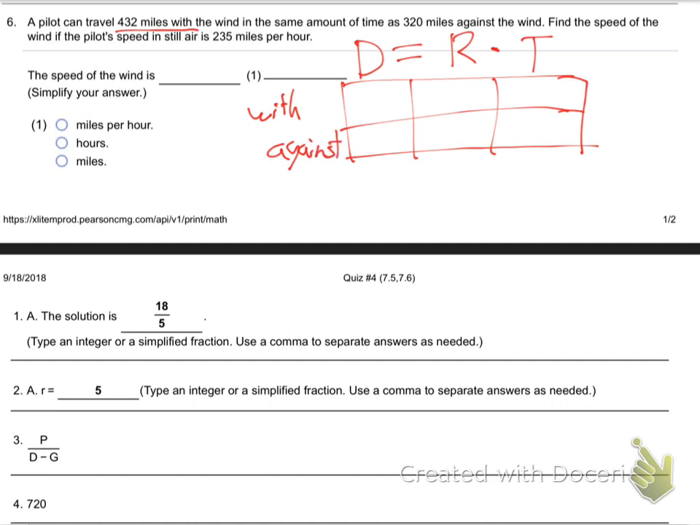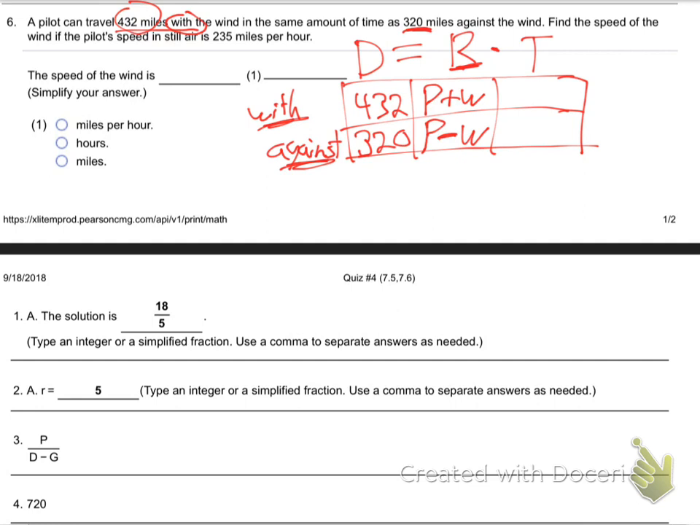Remember, it's always the plane speed plus the wind when you're with it, it adds to your speed, and the plane speed minus the wind when you're against it, it subtracts from your speed. Those go in the middle underneath R, the rate, the speed. So 432 miles, that's the distance with the wind. And 320 miles is the distance against the wind.